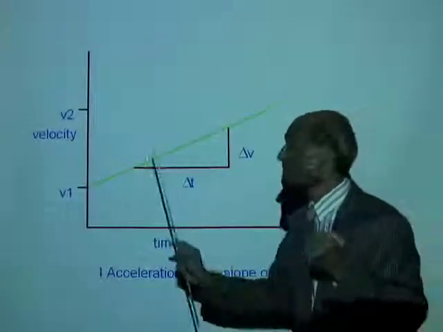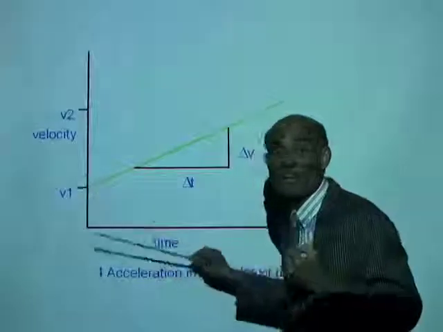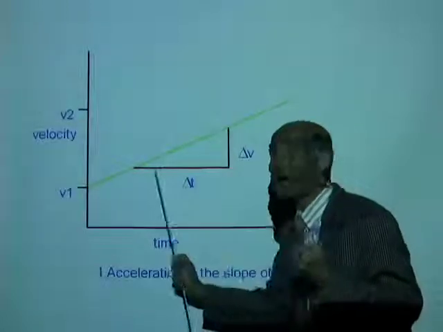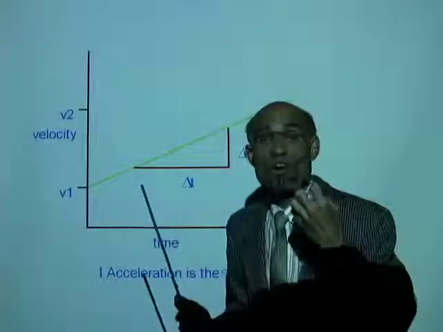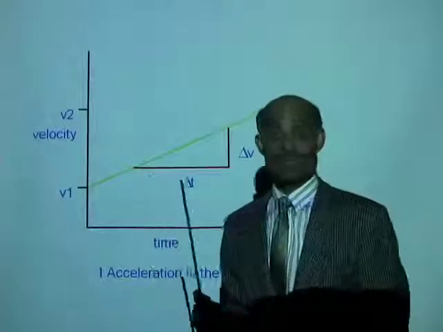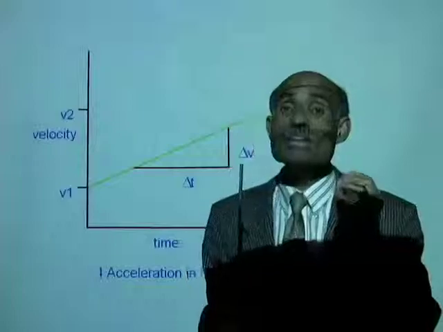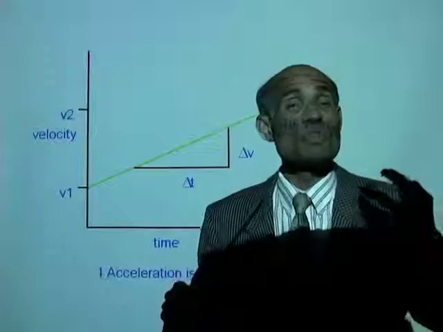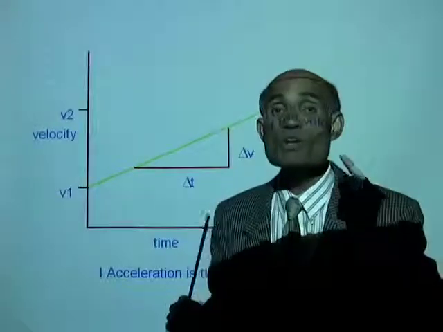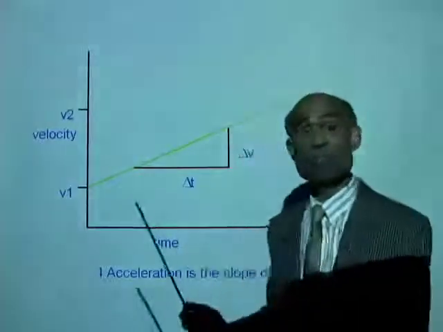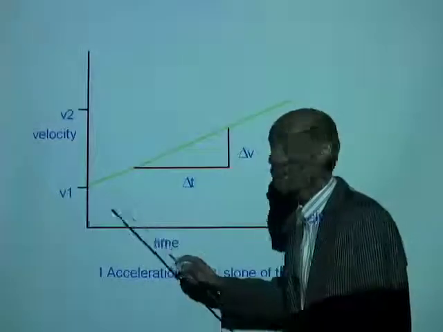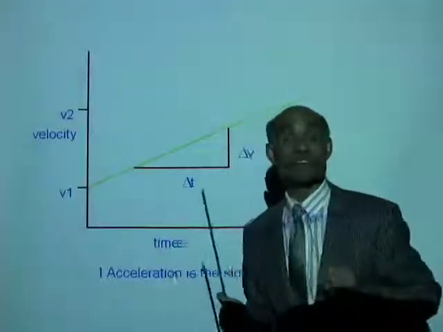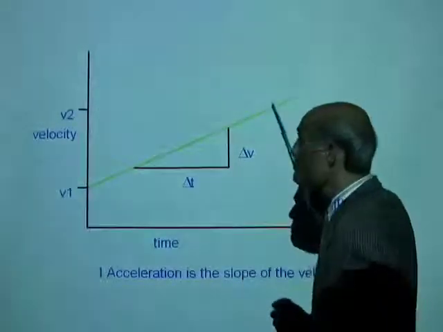In other words, if you draw a graph of velocity against time, and if that graph is a straight line, then the slope of that graph is a measure of the uniform acceleration. You see, in this course, we will only use uniform acceleration. We will not look at particles moving with non-uniform acceleration. We will only look at uniform acceleration. That means velocity against time graph will be a straight line, and the slope of the graph will give you the acceleration. Now, this is a positive acceleration.